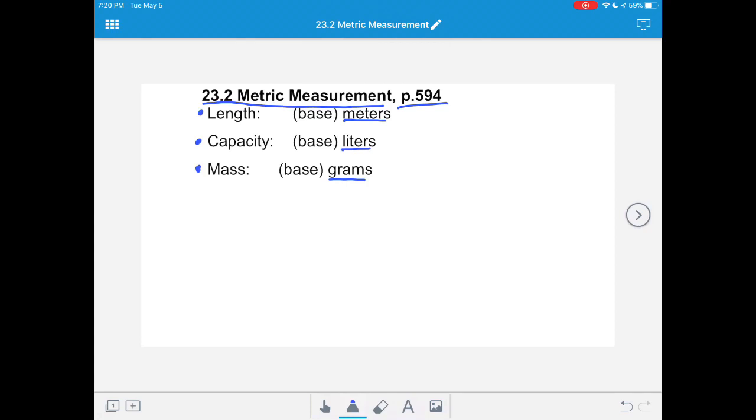If at any point during the video you need more time to take notes, please feel free to pause the video and then unpause when you're ready.